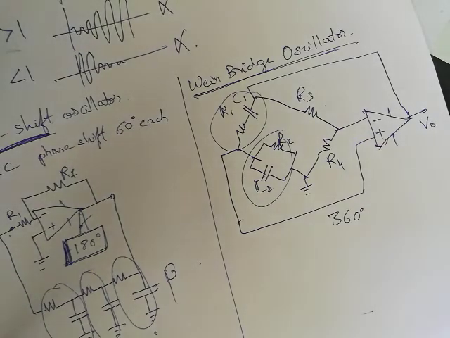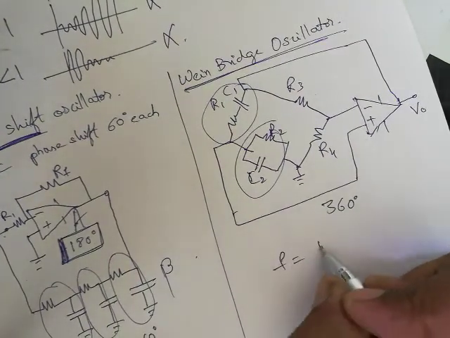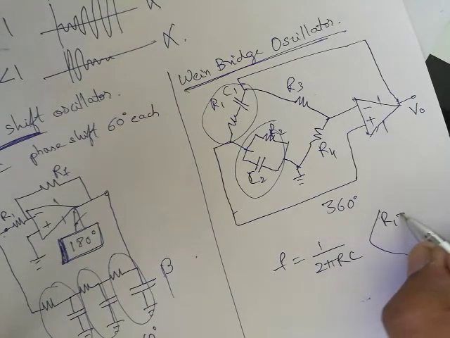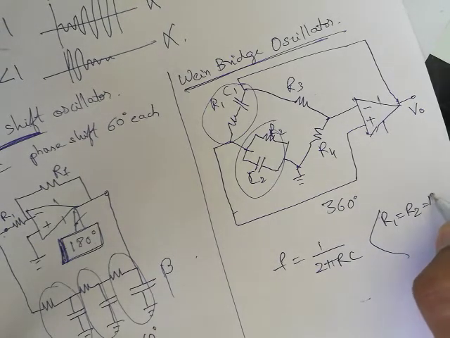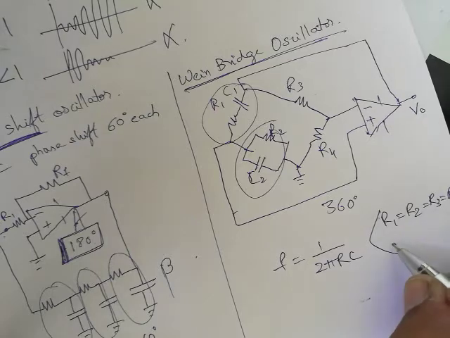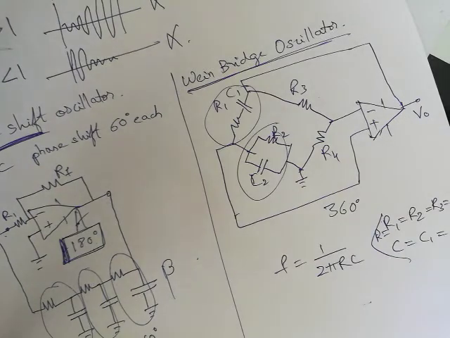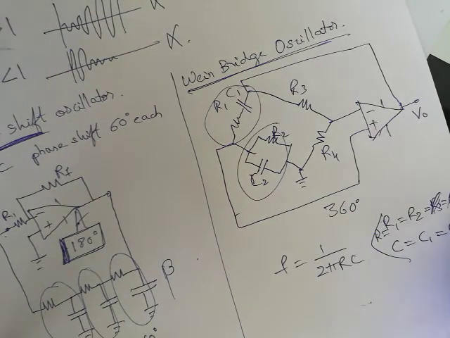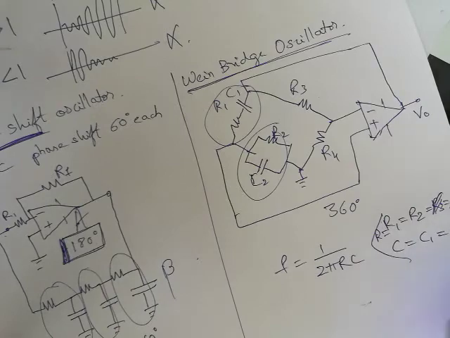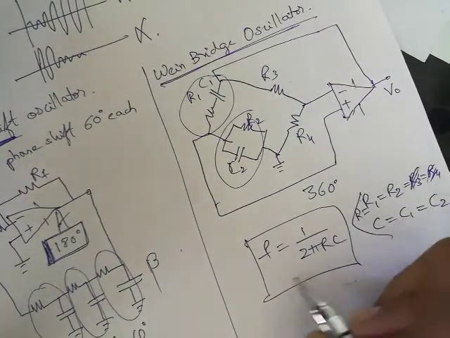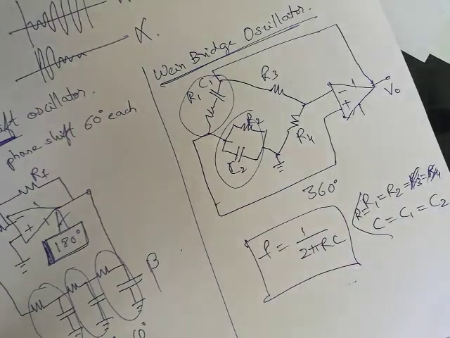Once we have this, the frequency of the generated oscillations is given by F equals 1 by 2 pi RC, for the condition R1 should be equal to R2, R3, R4, and C should be C1, C2. This will be termed as R. So if we have a balanced network of this type, okay, sorry, these are not necessary. R1 and R2 should be equal, C1 and C2 should be equal. These are going to generate oscillations of frequency 1 by 2 pi RC.